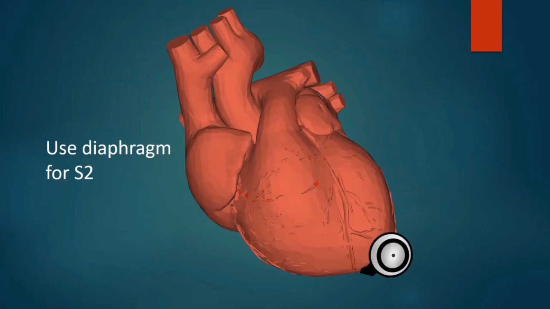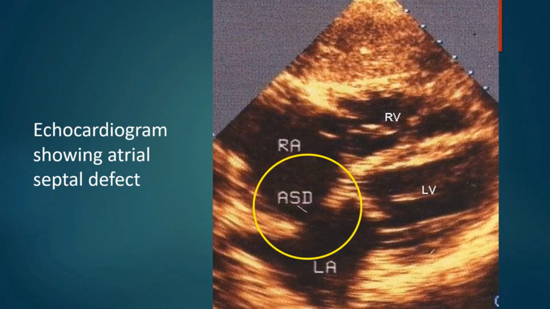Second heart sound is also a high-pitched sound, better heard with the diaphragm of the stethoscope. Aortic component or A2 is loud in systemic hypertension and soft in aortic stenosis. P2 is loud in pulmonary hypertension and soft in pulmonary stenosis. Wide fixed split of S2 is a feature of atrial septal defect. Wide variable split may be heard in right bundle branch block due to delayed closure of the pulmonary valve.